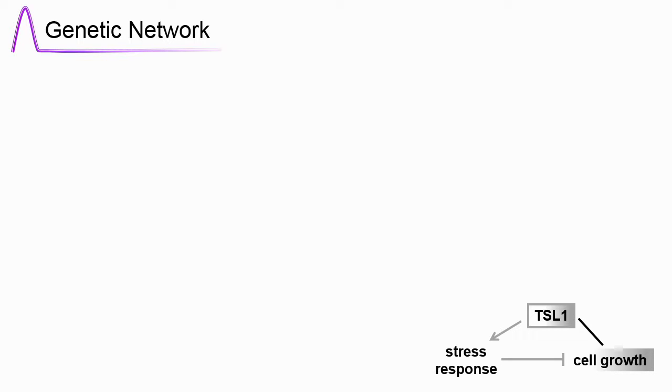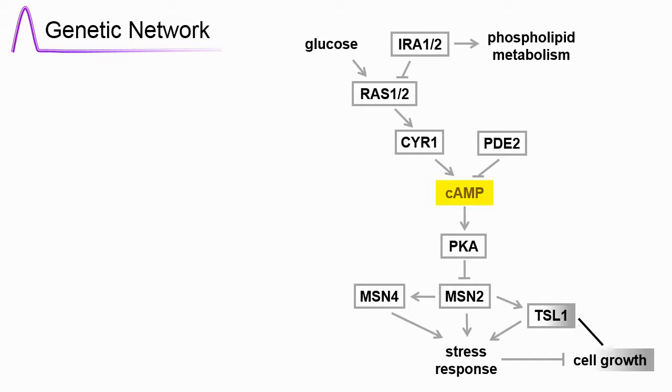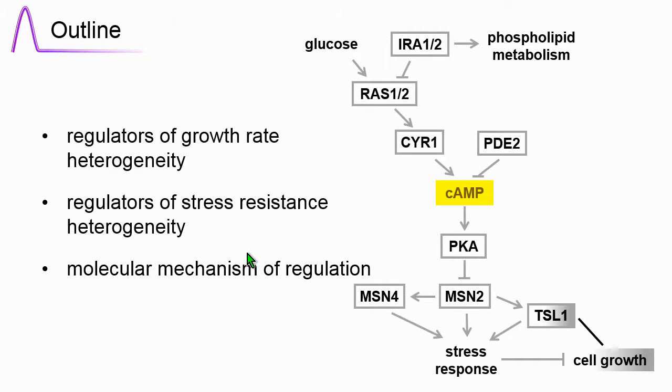Okay, so if we want to know how all this works, how all this is regulated, we'd better find candidates in the upstream regulation network. Before this study, what is known is MSN2 and MSN4 are transcription factors of the general stress response, and their function is regulated by intracellular cyclic AMP level through protein kinase A. And the cyclic AMP also has all these upstream regulators. So for the rest of the talk, I'm going to focus on these three aspects.